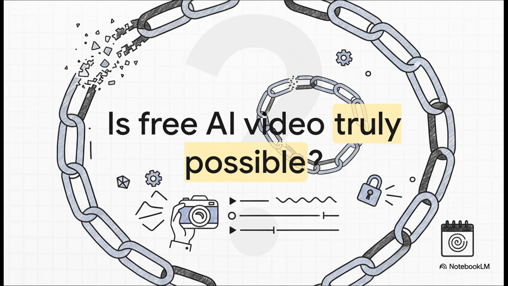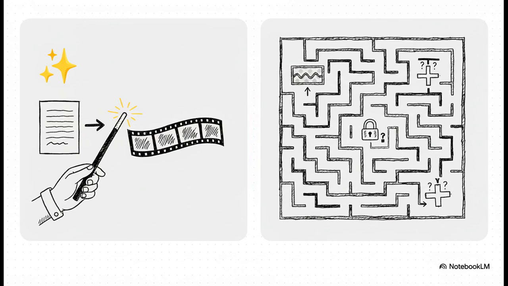Okay, so let's get right to it. Is free AI video really possible for a creator who needs to publish consistently? Well, the short answer is kind of yes, but there's a huge catch. You see, in the world of AI, the word free has a whole new rulebook. On one hand, you get this amazing promise of instant, professional-looking videos for your channel. But the reality, well, it's more like a maze of hidden limits, annoying watermarks, and some pretty tough choices you have to make right from the get-go. So let's map out a clear path through that maze together.